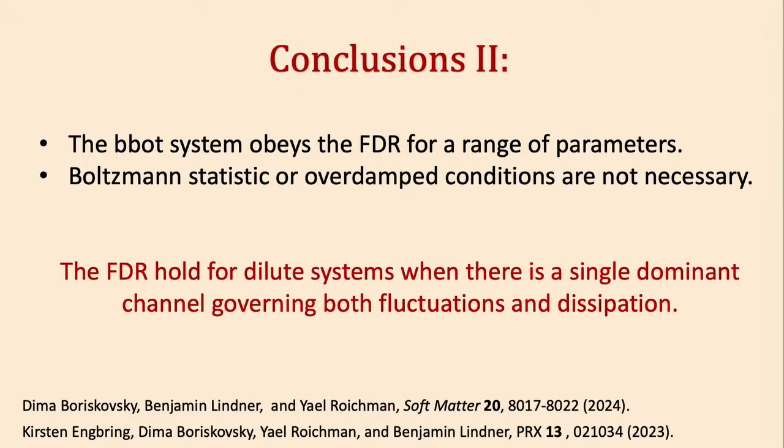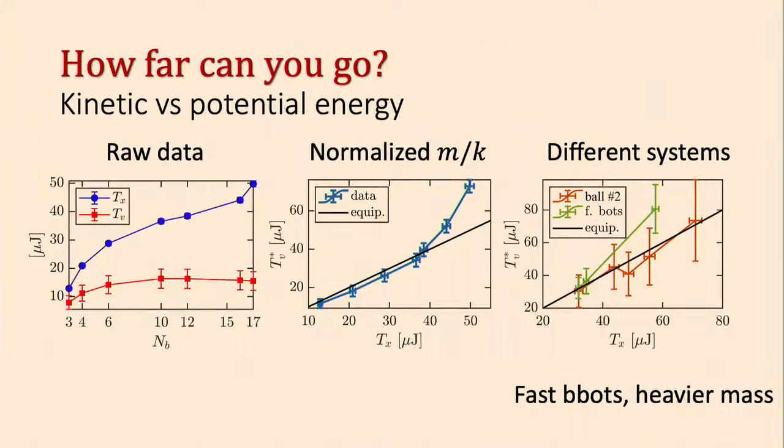So the conclusion of this system is that the Bristol bot systems obey the fluctuation dissipation relation. We don't need Boltzmann statistics or overdamped conditions in order to get this. But we have looked at a dilute system again with a single dominant channel in both fluctuation and dissipation. So you can ask, how far can you go? So I've shown you again that there are conditions where the fluctuation dissipation relation holds.